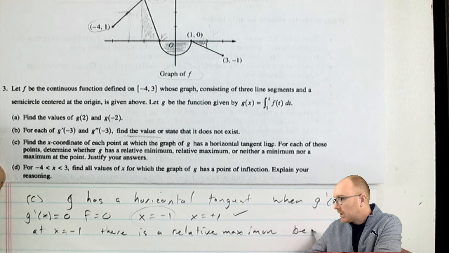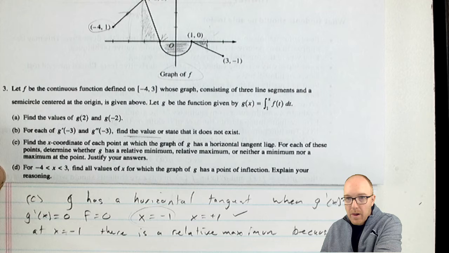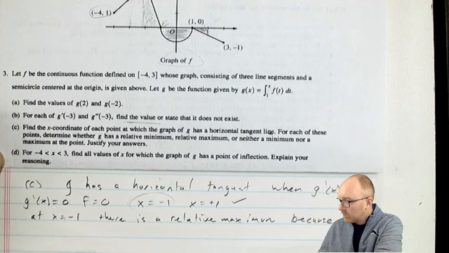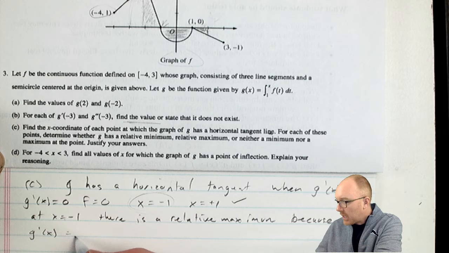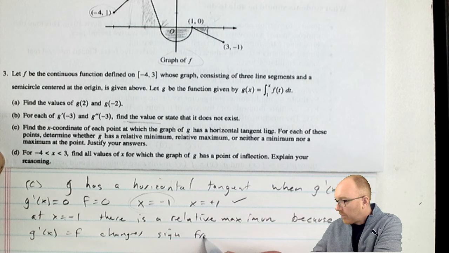At x equals -1, there is a relative max because G prime, which is to say F, changes sign from positive to negative.